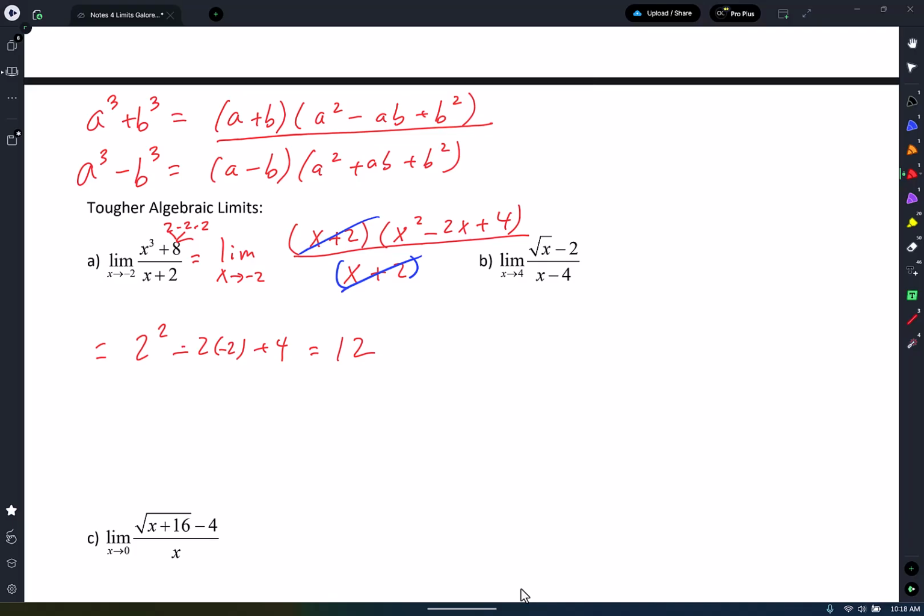Letter B. What do I do with that one? Guys, be smart, or be clever. You don't even have to be smart. You just got to be clever.